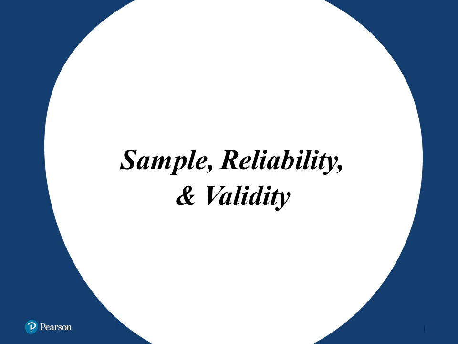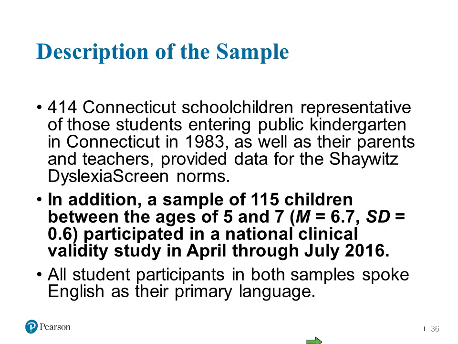We are going to go through the sample, the reliability and validity. Now this is really important information because we want to make sure that even though we are casting a net, right, we want to make sure that the net that we're casting with the Shaywitz is going to be effective for the students that we have in our school or the students that we're going to be addressing with this specific measure.